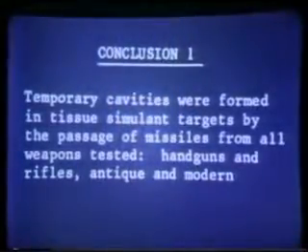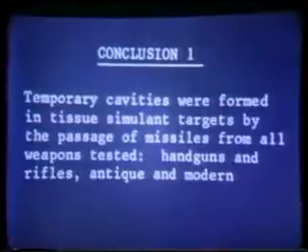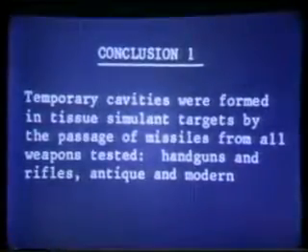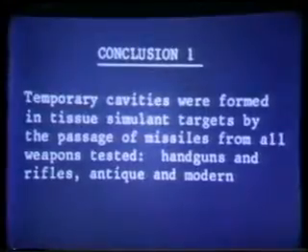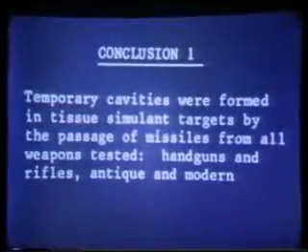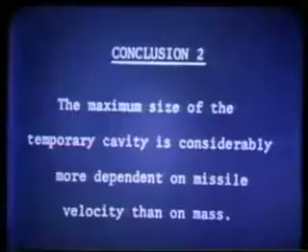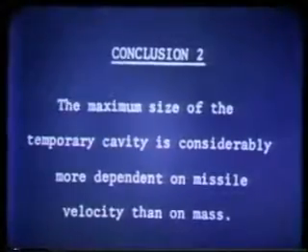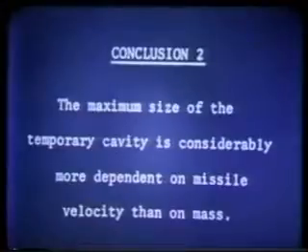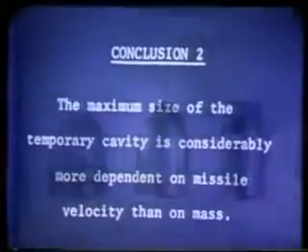There are 3 conclusions from this study. Missiles passing through tissue simulant targets formed temporary cavities from all weapons tested, including handguns and rifles, both antique and modern. The second conclusion: the temporary cavity's maximum size is considerably more dependent on missile velocity than on mass.